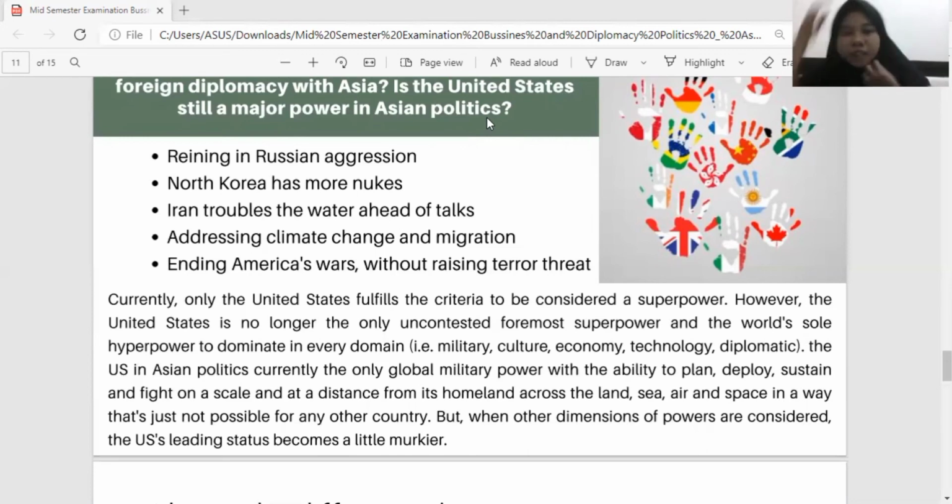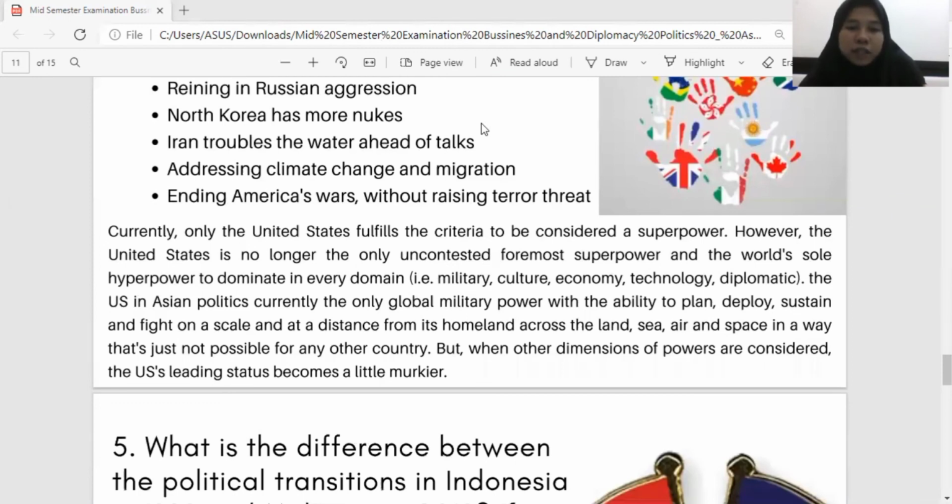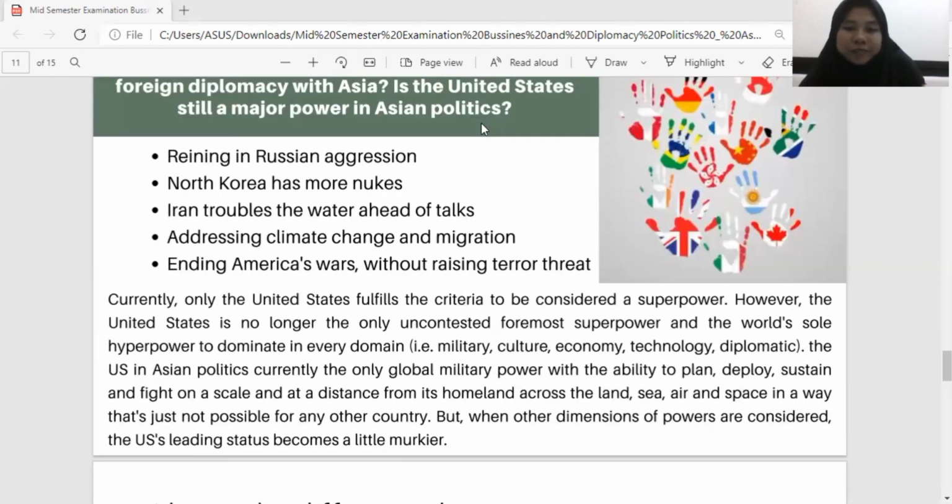The U.S. in Asian politics is currently the only global military power with the ability to plan, deploy, sustain, and fight on a scale and at a distance from its homeland across land, sea, air, and space in a way that's just not possible for any other country. But when other dimensions of power are considered, the US leading status becomes a little murkier.